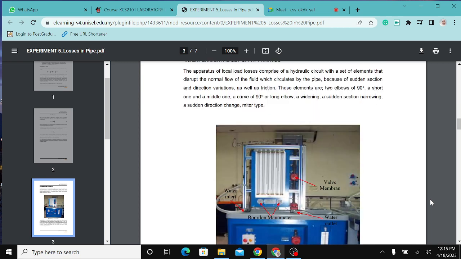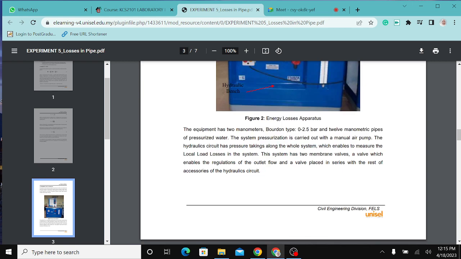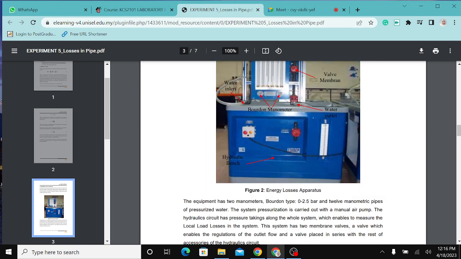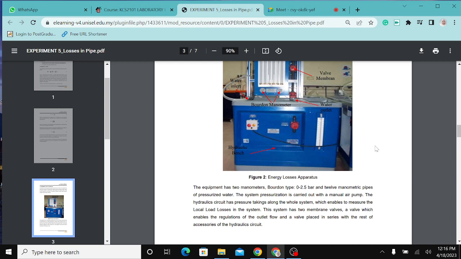frictions. Okay, so we have several elements regarding this one, because earlier I mentioned this kind of situation. So from figure 2, the equipment has 2 manometers, modern type, 0 to 2.5 bar, and 12 manometric pipes of pressurized water. The system pressurization is carried out with a manual pump.